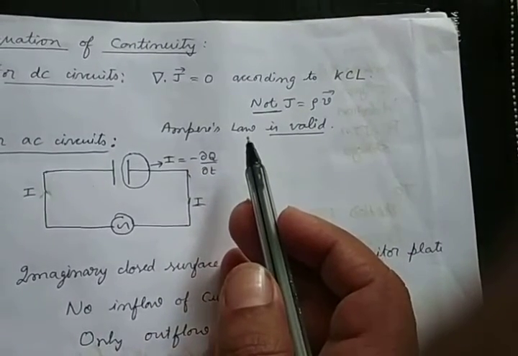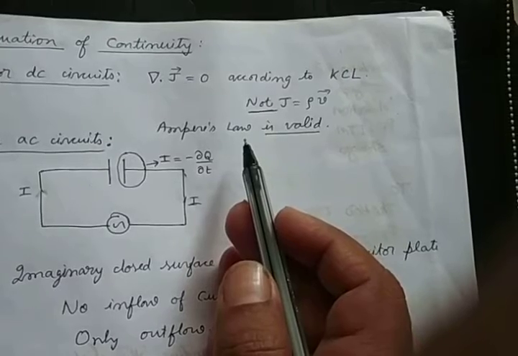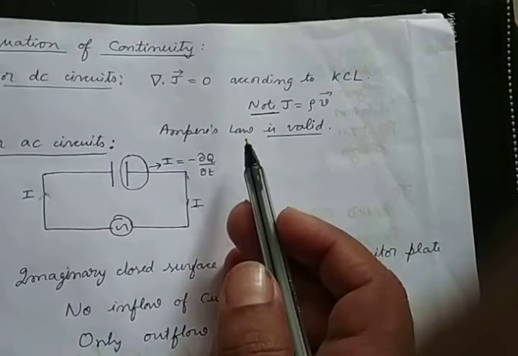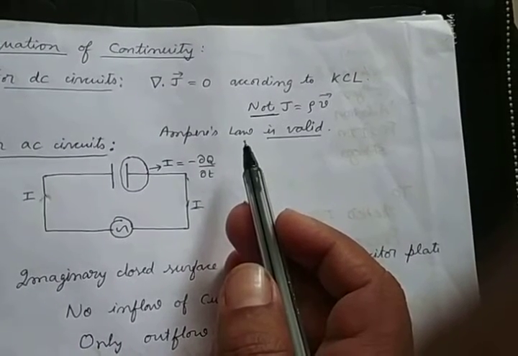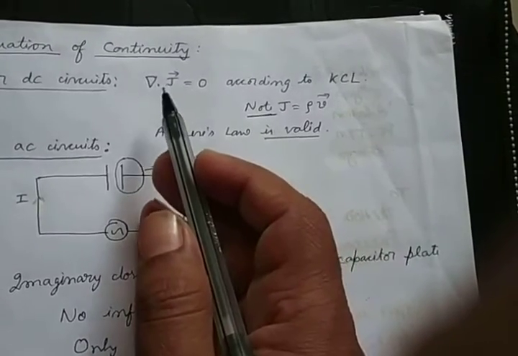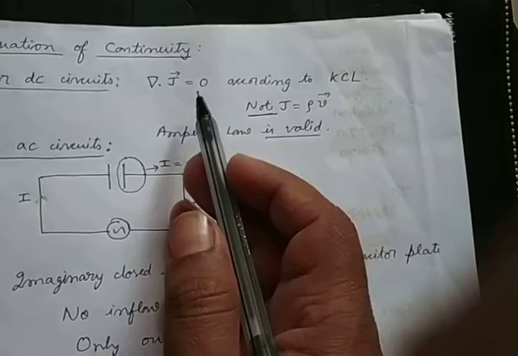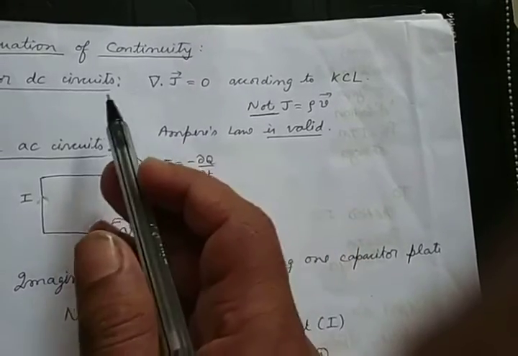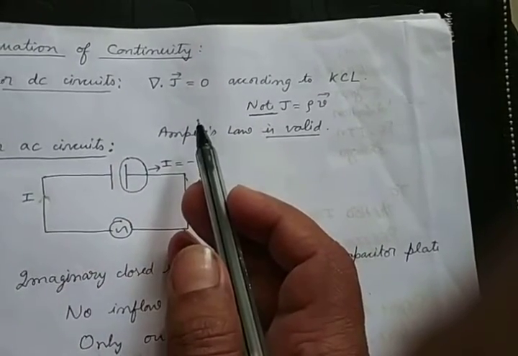In Ampere's law, if we take the divergence on both sides of the Ampere's law equation, then remembering that the divergence of curl is 0, we will also get the divergence of J bar equal to 0. So for DC circuits, Ampere's law is valid.